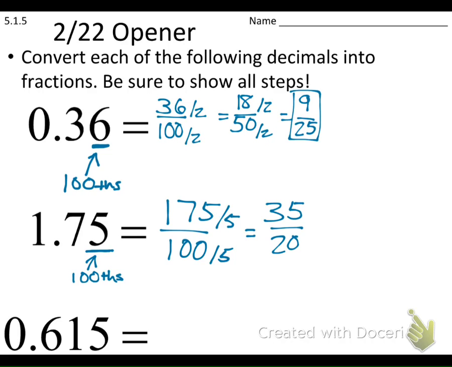And then that can be reduced again, right? Yep. By 5. 35 divided by 5 is 7. 20 divided by 5 is 4. Nice. And 7 is a prime number, so we know that can't be reduced anymore. Cody, do you have all this written down?